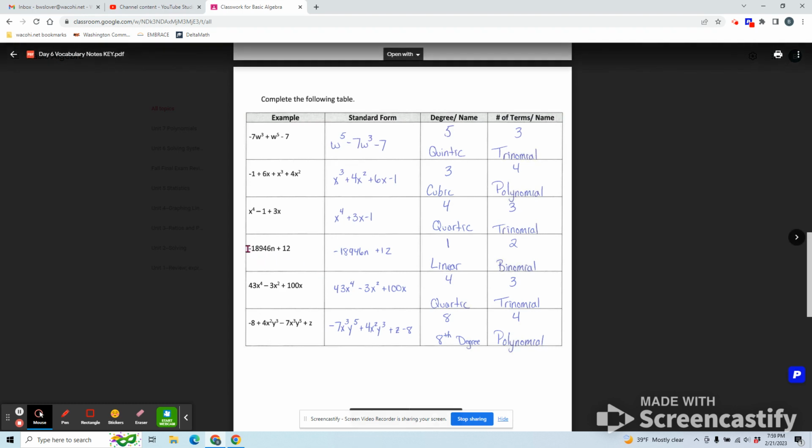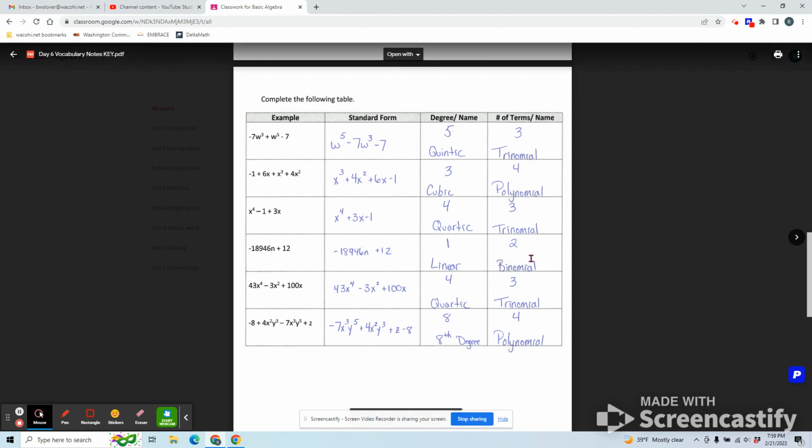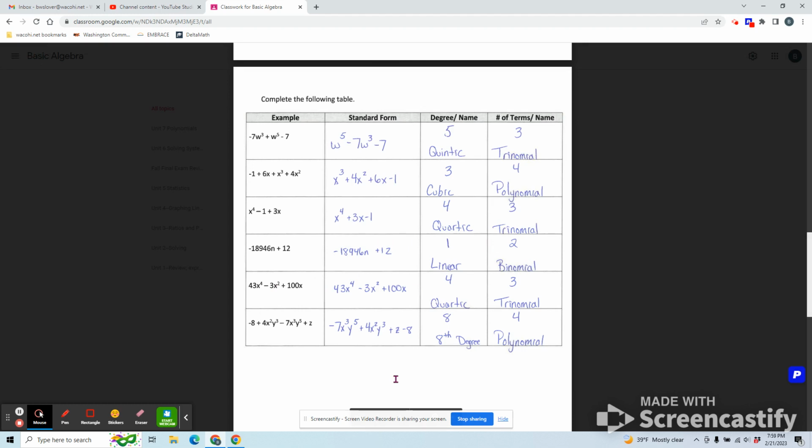And then this one, if you notice, between the example and the standard form, it didn't change. Well, that's because it already was in standard form. Okay, so all I have to do then is now answer the remaining questions. The degree is 1. Remember, if I don't see a degree with that variable, it's assumed that it's a 1. So my degree is 1, which makes it a linear function. I have 2 terms, which means that it is a binomial. And there's 2 more examples if you want to check those out.